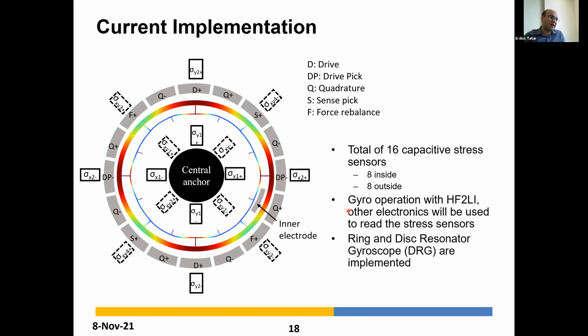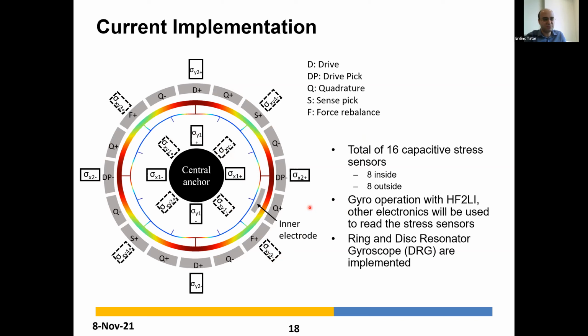So how do we implement this idea? So this is the schematic of what we are doing here. You need to have electrodes around the device so that you can drive and sense the displacement. I'm not showing the inside electrodes. So there are also electrodes, I'm only showing one of them. So this is a ring. And then within the ring, we have 8 stress sensors, and out of the ring, we have 8 stress sensors more. In general, we have 16 stress sensors in a gyro compared to the past.